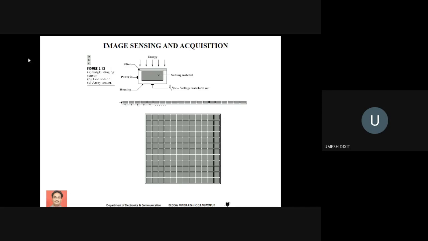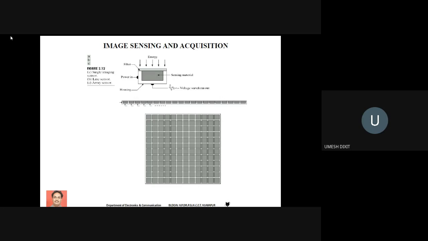Okay, if you look at this slide, we have totally 3 different types of sensors. We call it as single sensor, single imaging sensor, line sensor, which is also called as strip sensor, and the third one is known as array sensor. Remember, we can make use of 3 different types of sensors to acquire the image in an image processing system. First one is called as single sensor. Second one, we call it as strip sensor or line sensor. And we have the third one, which is known as array sensors.